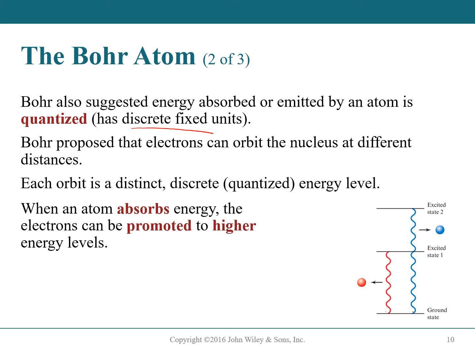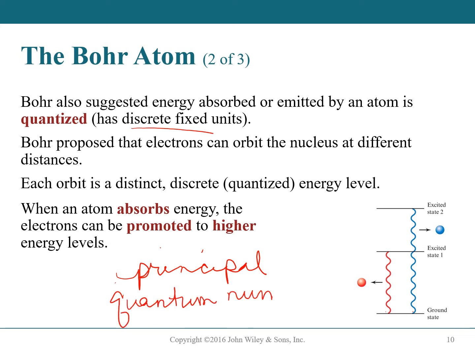So when this happens, they can orbit the nucleus at different distances in each orbit. So how does he name the orbits? He uses what we call quantum numbers, or principal quantum numbers. So instead of saying Earth's orbit, it's principal quantum number 3. Okay, so he uses principal quantum numbers, abbreviated n, to define or name each orbit.